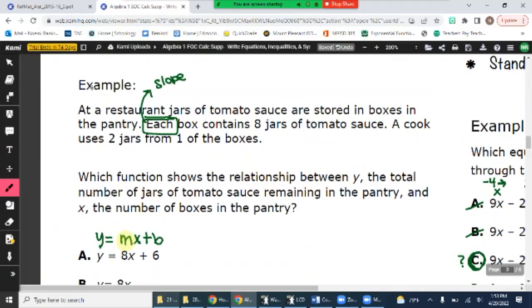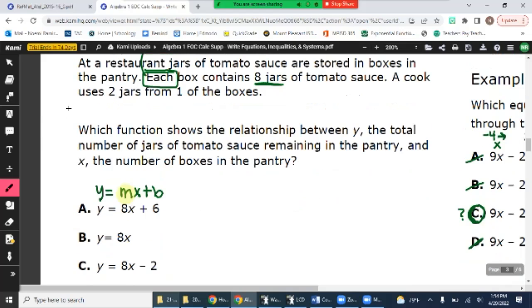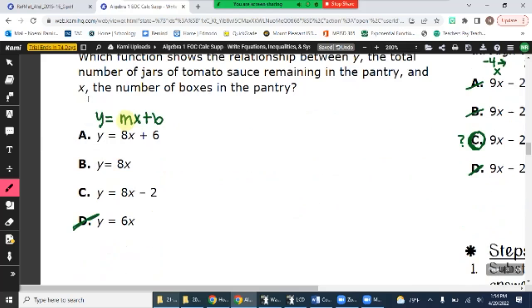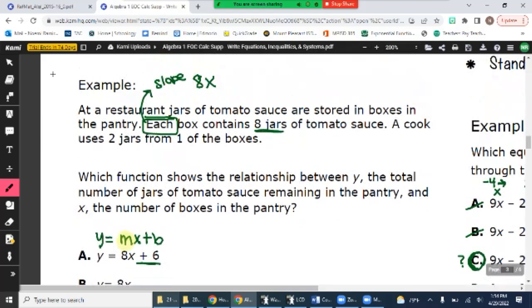And it says each box holds what? 8 jars. So we know that slope goes in front of x, so I'm looking for an 8x. I can go ahead and eliminate what? D. We can go ahead and eliminate D. From there, the only other difference between these other three answer choices lies in the y-intercept, 6, 0, or -2. So I'm going with the number that I can actually find in the word problem. Which one is it? I can find the 2. And what type of words or phrases do we have around that 2? The cook used 2 jars.